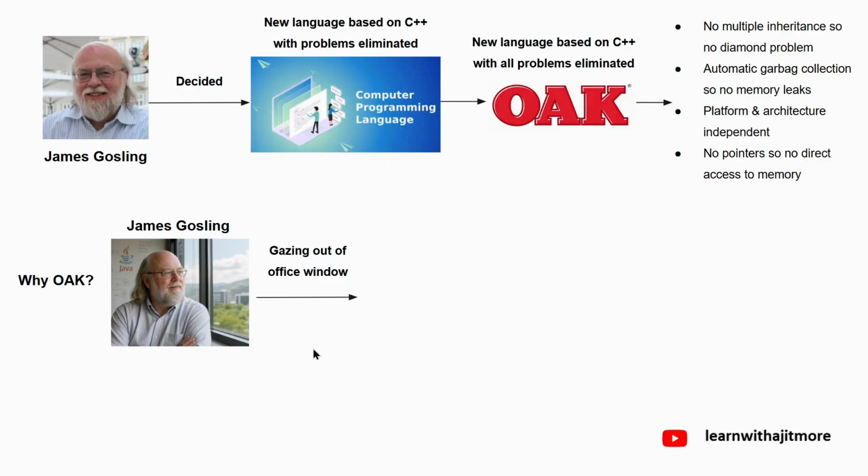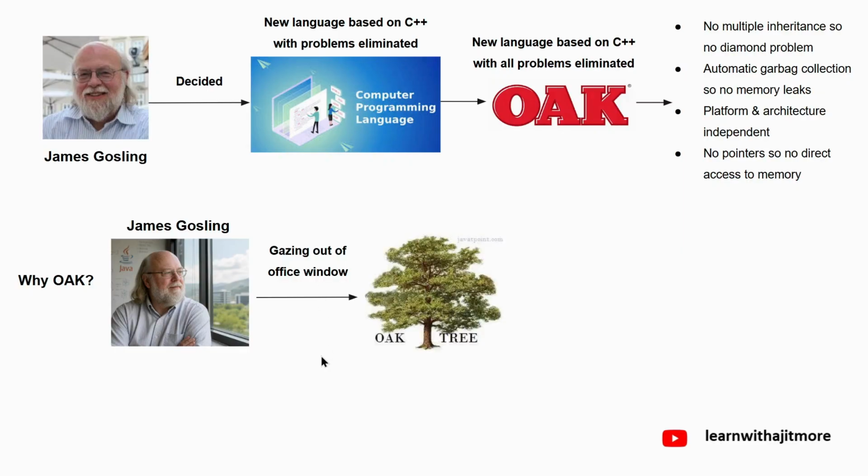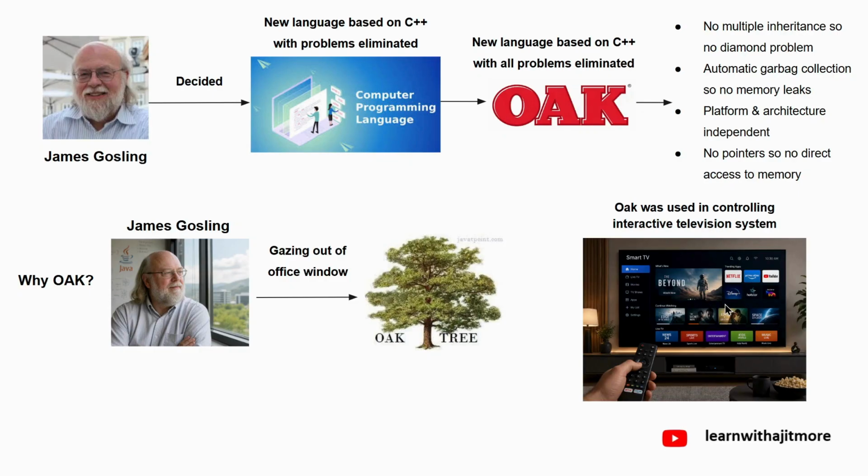Generally, you might have done it in college, sometimes when the professor is taking a very boring lecture. If you're sitting beside the window bench, many times you keep seeing outside who is going, who is coming. So he was seeing outside of the window, and in his office premises, a lot of oak plants were there, and therefore he decided, let's give the name Oak. Okay, so this is your oak plant. Then in Oak, some products were created, guys. Oak was used in controlling television systems, interactive television systems, that is called video on demand. Then they even used it for some telecom company.